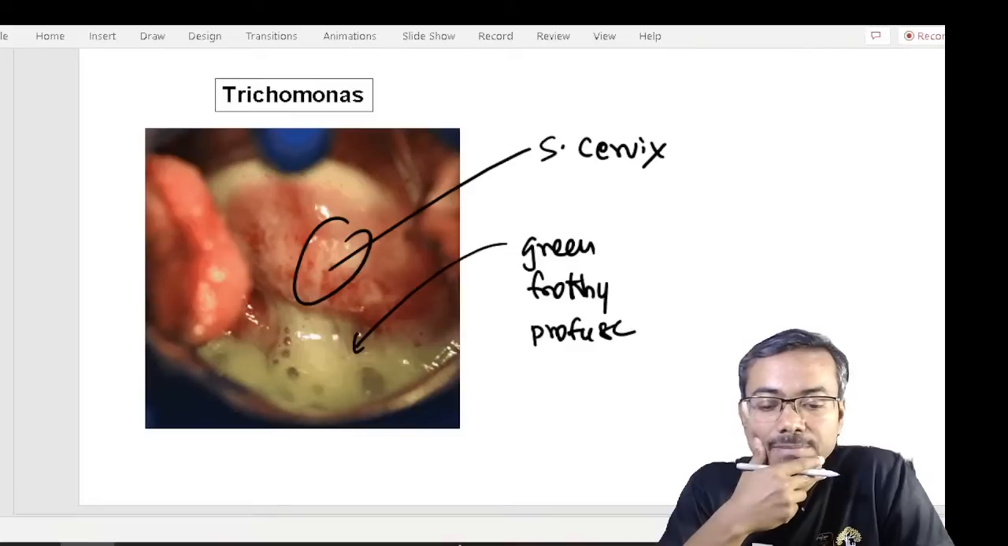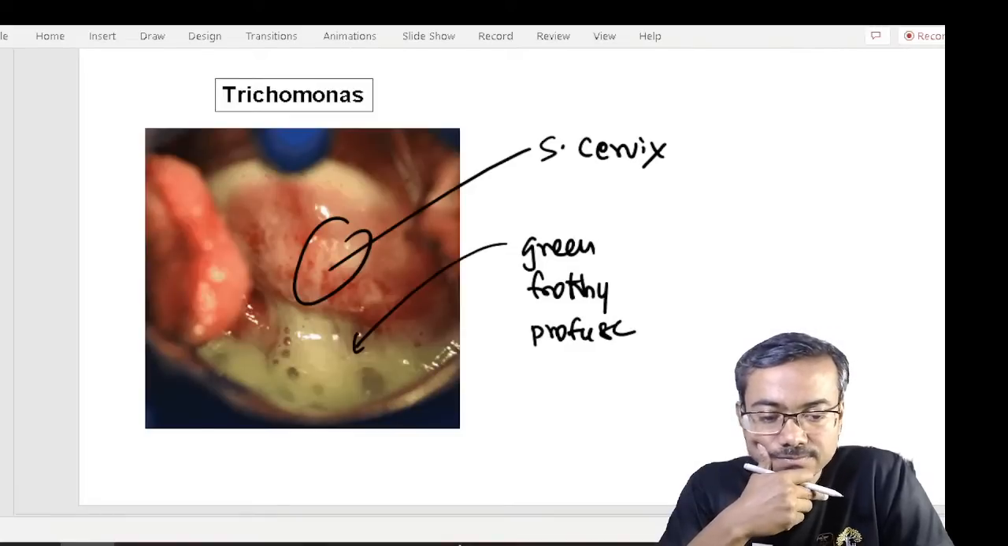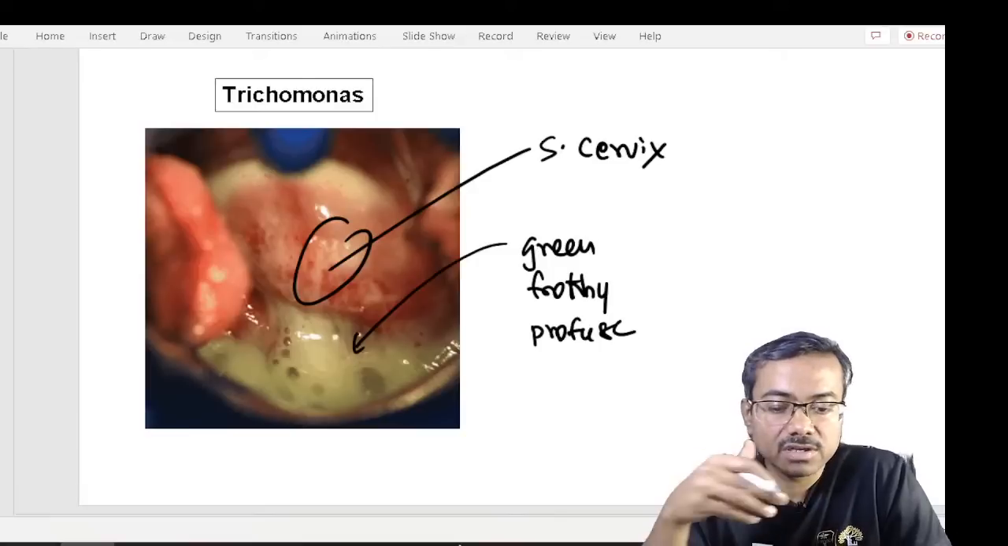Drug of choice, all PID means? I didn't understand your question, bache. Abhilasha, you'll have to frame your question in a different way.